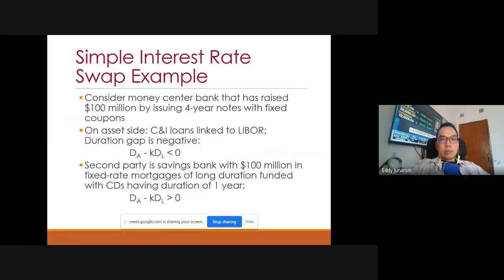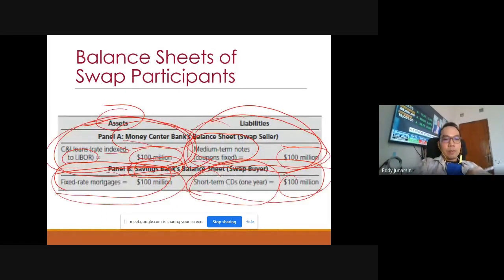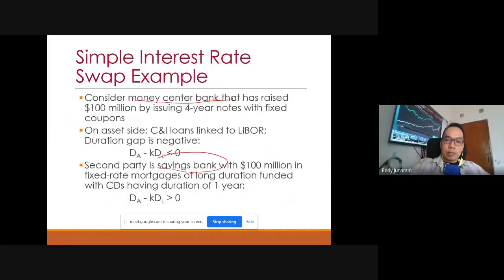Okay, so we see the situation again. This is the situation of the Money Central Bank. They have assets or loans making variable rate return, but right now they are paying a fixed rate obligation or liability, so they don't like it. If possible, they want to swap this obligation with another bank or another entity, by which they could actually pay the floating rate or variable rate obligation, and vice versa with the savings bank.